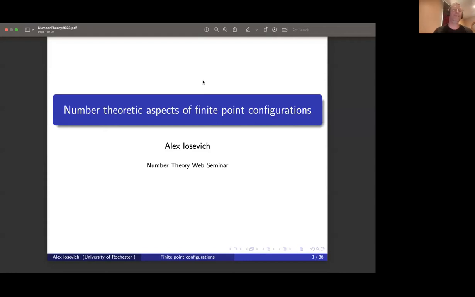My talk is about finite point configurations in Euclidean space. And while the talk is not exactly about number theory, I'm going to give you a survey of finite point configuration problems. And whenever possible, I'm going to emphasize number theoretic aspects. Okay. Please interrupt me anytime for any reason. If I don't cover everything, the world is not going to end, at least not for that reason.